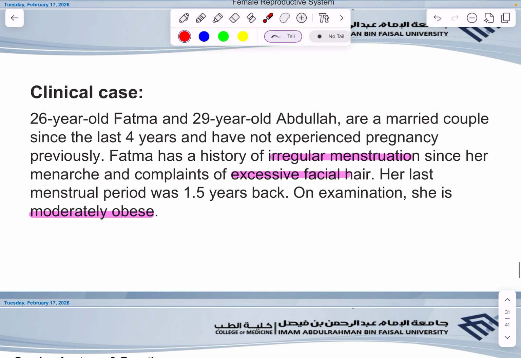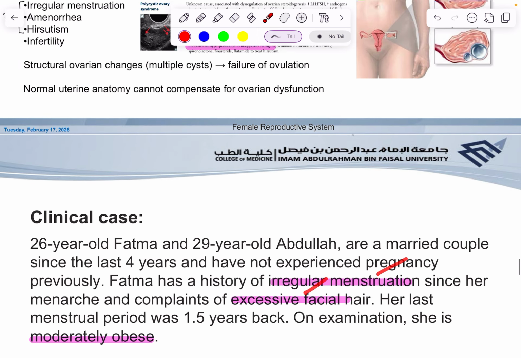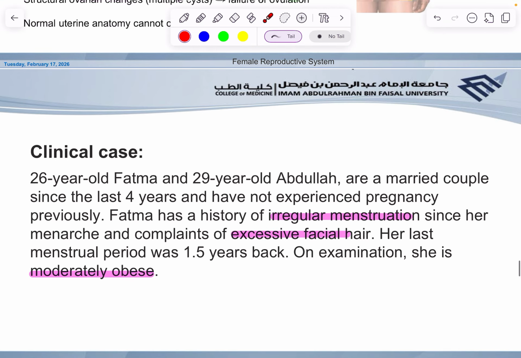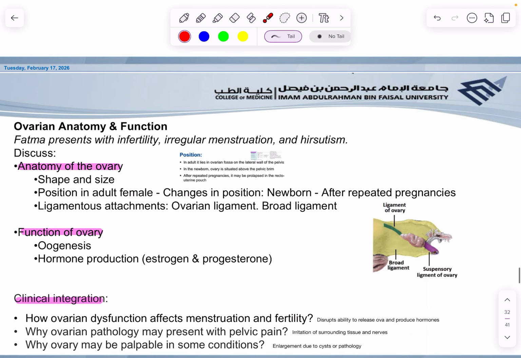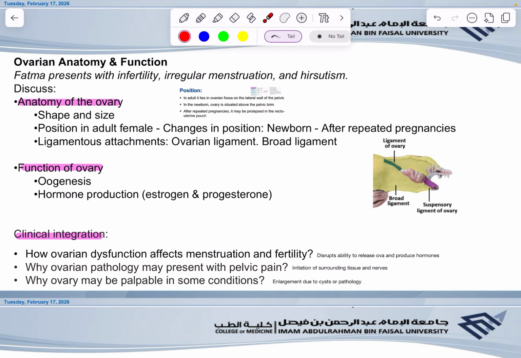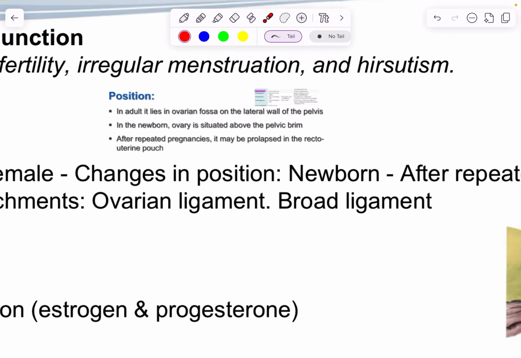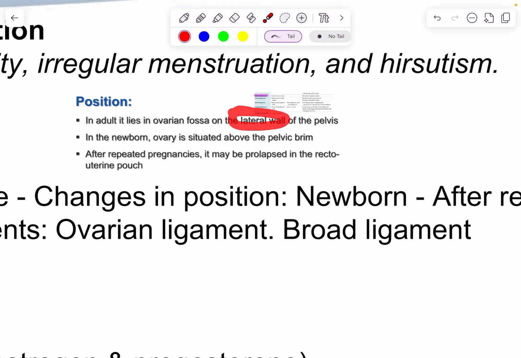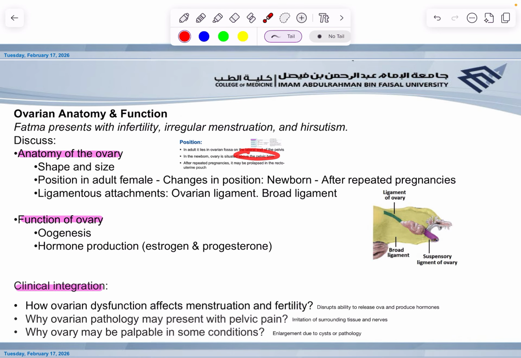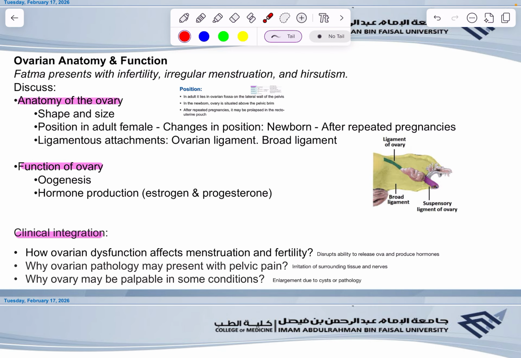Okay, clinical case: we have Fatima. She has irregular menstruation and excessive facial hair. That's already 2 criteria that we mentioned here, and she is moderately obese. Okay, here it wants us to review the anatomy of the ovary. As we said, it's going to be ovoid in shape, and in an adult it's going to be in the ovarian fossa on the lateral wall of the pelvis. But in a newborn, it's going to be above the pelvic brim. We have the attachment: it's attached through the ovarian ligament and the broad ligament, as you can see here. The function, as we said, is oogenesis as well as hormone production.